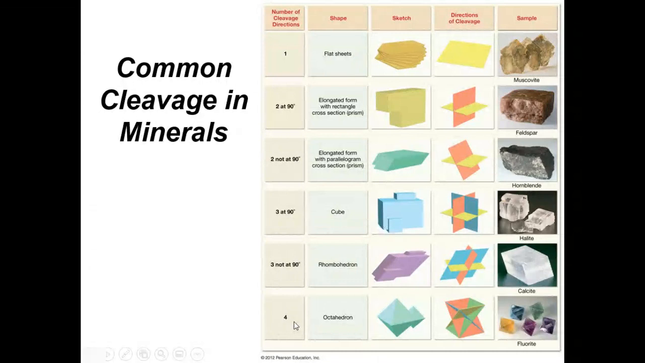Another example is four cleavage planes. These take on the appearance of two pyramids stacked up against each other, or you might just call it a prism shape. Basically the mineral fluorite takes on this shape. All right, are there any questions on the cleavage? Because this is probably one of the more difficult properties to understand.